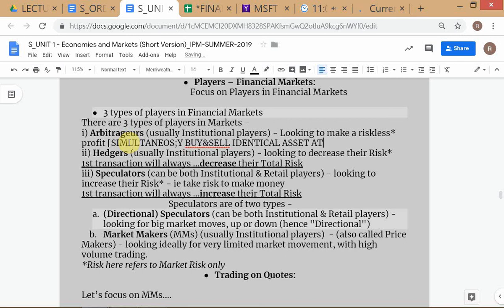at different, I just want to fit it all into one line, so I'm writing in short form. So a very shorthand definition of arbitrage, we are going to spend more time on it later on, but a very shorthand definition of arbitrage essentially is the simultaneous purchase and sale of the same asset.